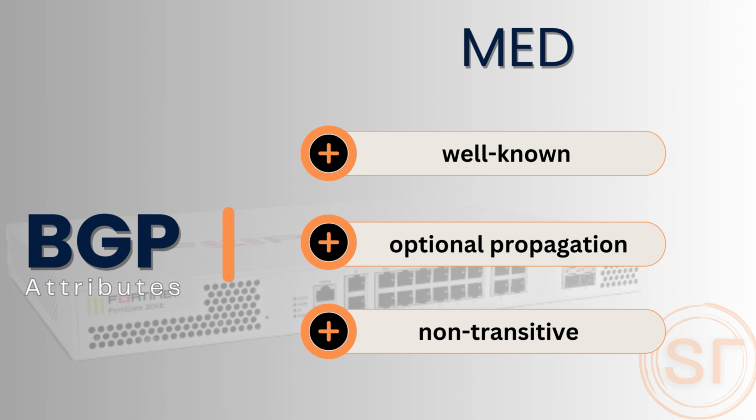The next attribute that we want to be aware of is the MED, the multi-exit discriminator. It is a well-known attribute, but it is completely optional. The other thing about MED is that it is non-transitive. It is actually only relevant between the adjacent autonomous systems.